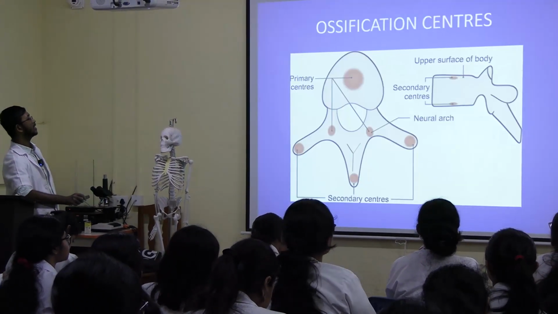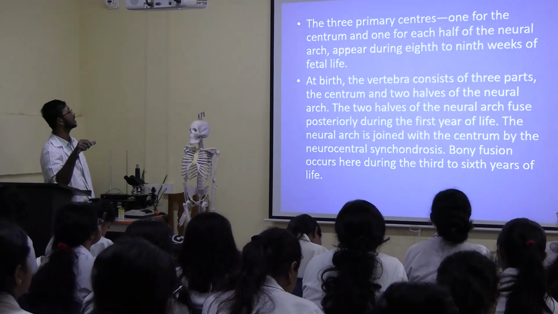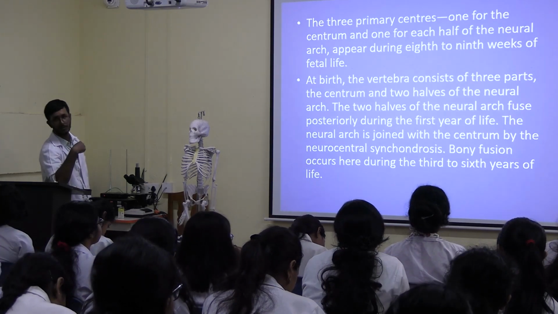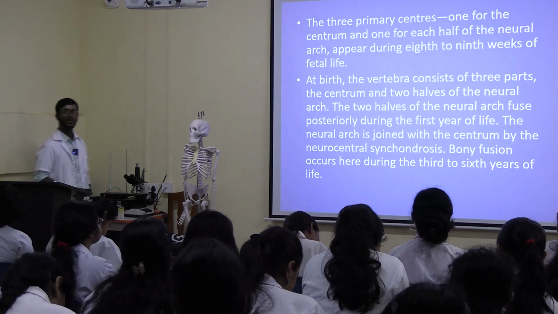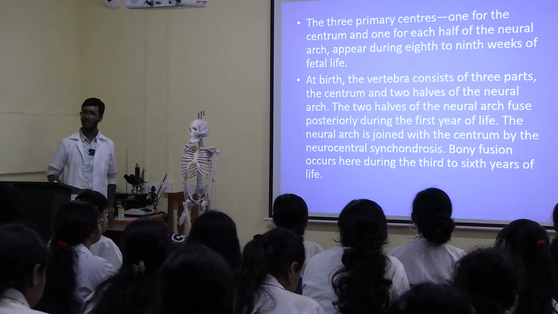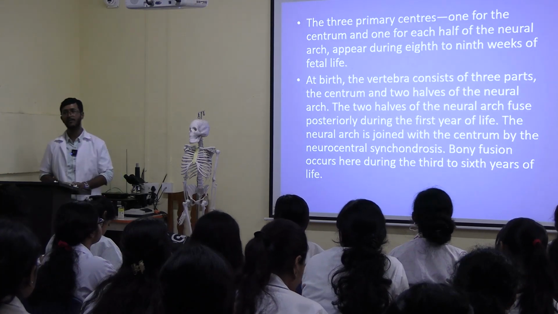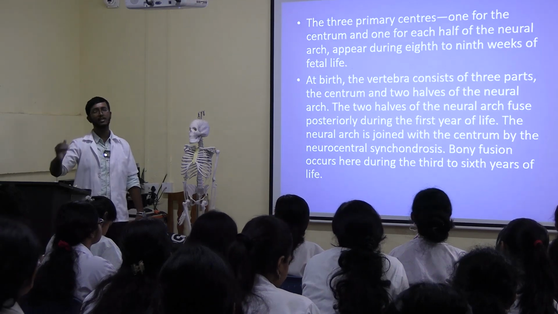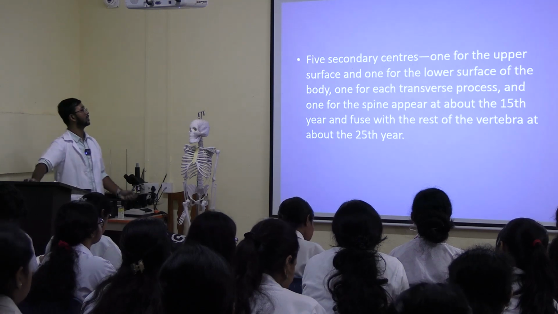And the 3 primary centers, one from the centrum and one from each half of the neural arch, appear during 8 to 9 weeks of fetal life and then get fused by 25 years of life almost. Basically not 25 years of life: the centrum gets ossified with the neural arch at the first year of life, and those neural arch ossification centers get fused by 5 to 6 years of life. By 25 years of life, the secondary centers get fused. So these 5 secondary centers get fused by 25 years of life.